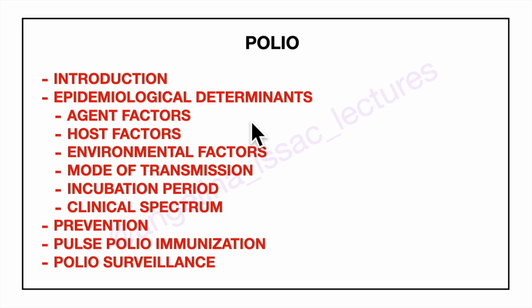In this video we will be learning about the epidemiology of polio. Before beginning, let's look at an overview of what we will be learning in this video. We'll be looking at the introduction, the epidemiological determinants, that is the agent factors, host factors, the environmental factors, mode of transmission, the incubation period, clinical spectrum, prevention, pulse polio immunization and polio surveillance.